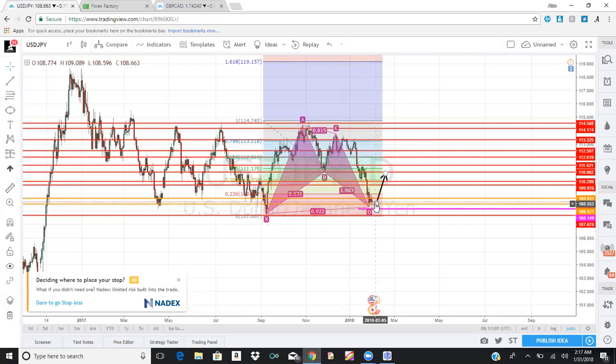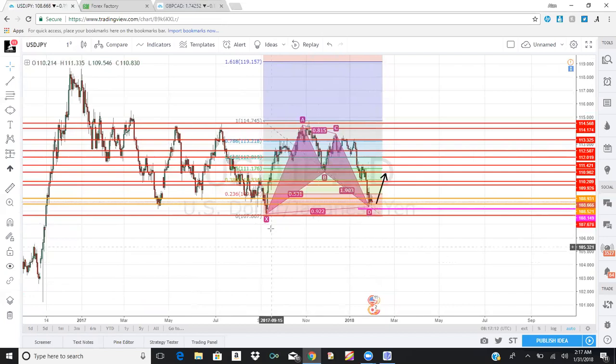Hey, what does it mean if you have a harmonic? Does it mean anything specifically? So this harmonic means a buy. If the harmonic was inverse, meaning it was X to A to B to C to D, that's a sell. But this would be a buy.